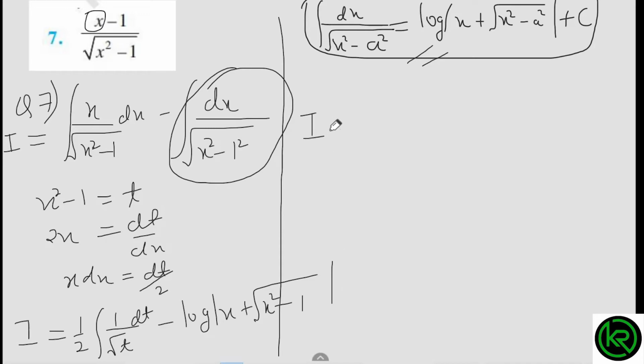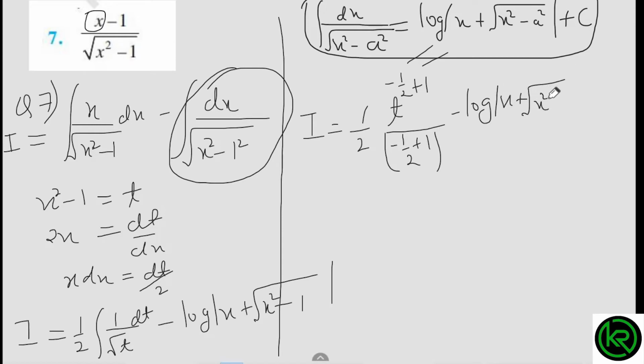Okay, the integration of under root t is t to the power minus half plus 1 upon minus half plus 1. Okay, and here it will remain as it is, x plus under root x square minus 1 mod close plus c. Now c will come, and here you can see 1 minus half is half, so under root t, and the t value is what we have taken, x square minus 1 under root, and here is half, and 1 minus half is half.